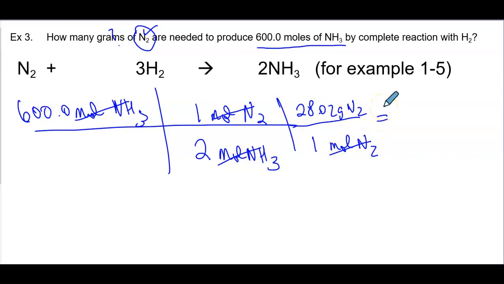So we're going to multiply 600.0 times 28.02 and hit equals, and then divide by 2. Remember that we can't use those. So we're not going to use this one. We're going to use the 28.02 and the 600.0. We know we need 4 sig figs. So 8406 grams of N2 would be my answer.